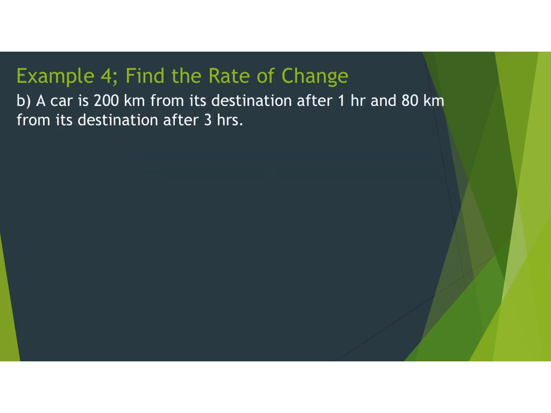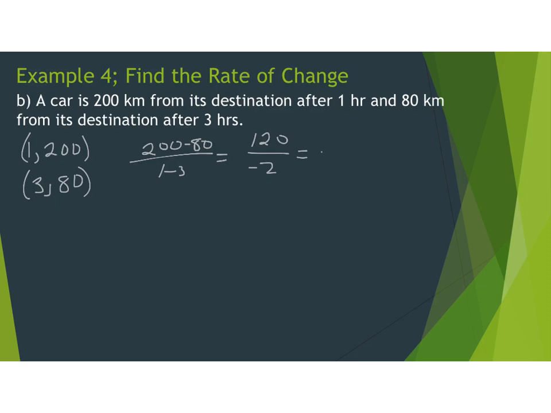In this next example, a car is 200 kilometers from its destination at 1 hour and 80 kilometers from its destination at 3 hours. So if we set this one up, we would have 200 at 1 hour, 200 kilometers away. At 3 hours, only 80 kilometers away. So basically, what is the rate of change in this travel? So 200 minus 80 over 1 minus 3, which would give me a 120 over negative 2, which is negative 60.